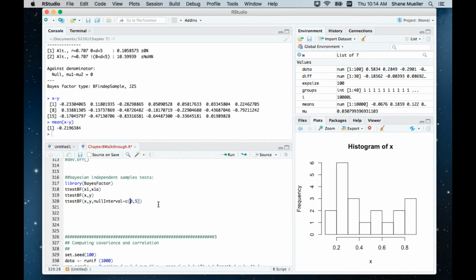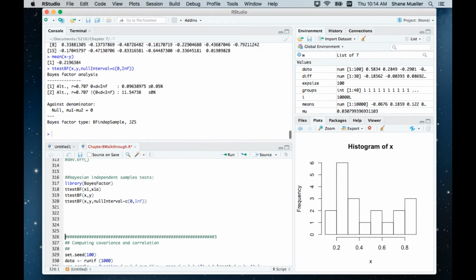So you might want to do something like, I'm going to say the null interval is 0 to inf, and that will give me a one sample test here. So 0 to inf has strong support against. A negative change has pretty strong support for.